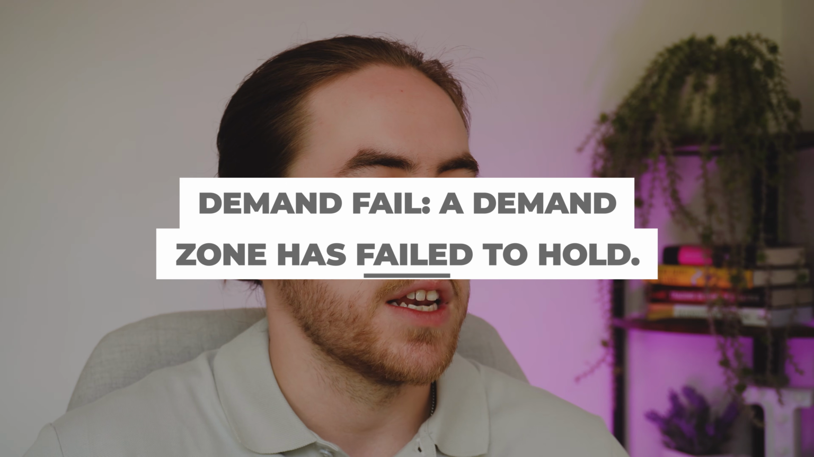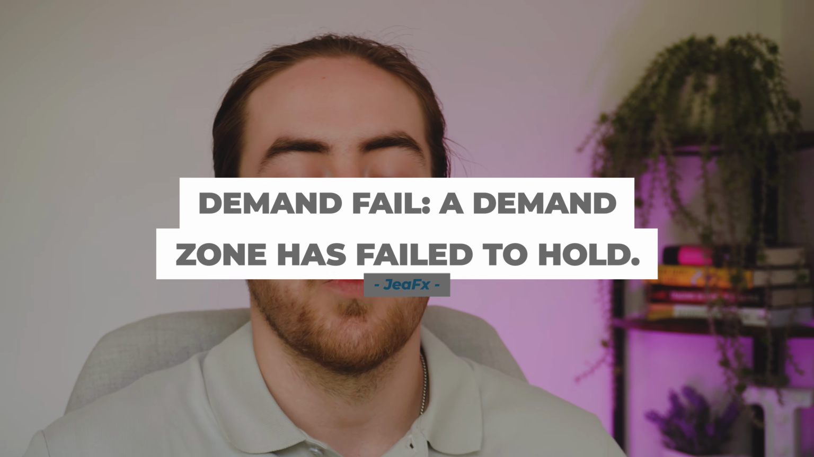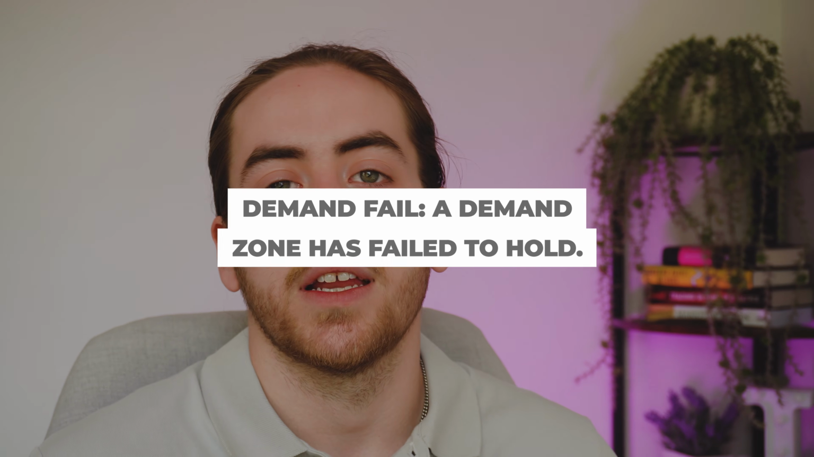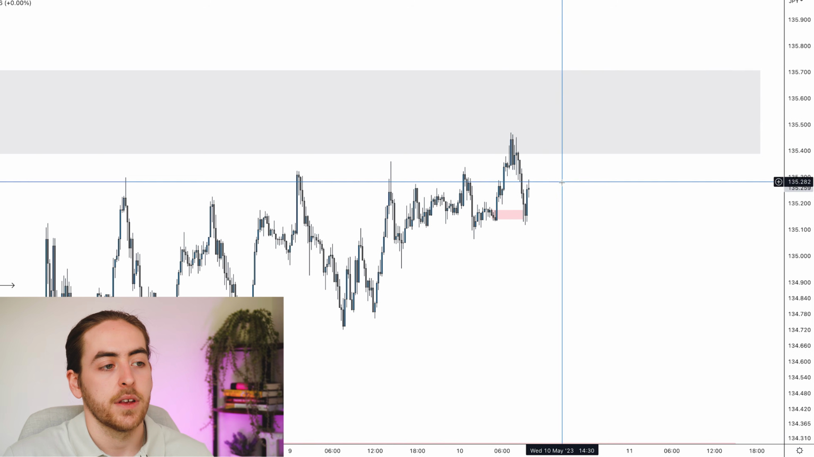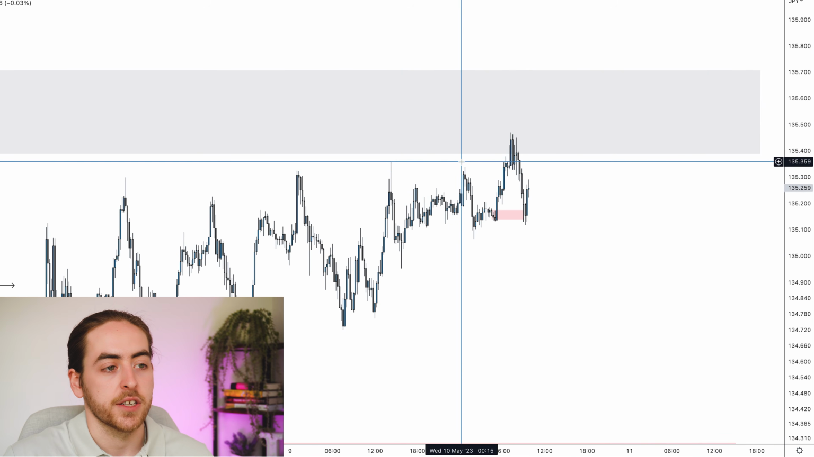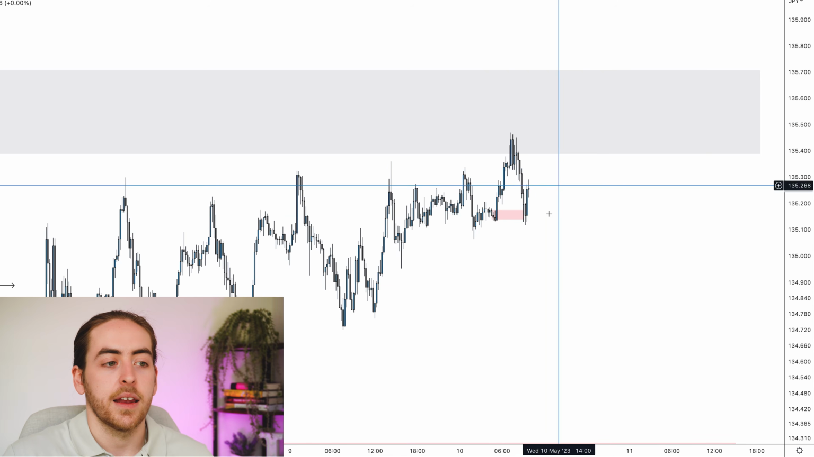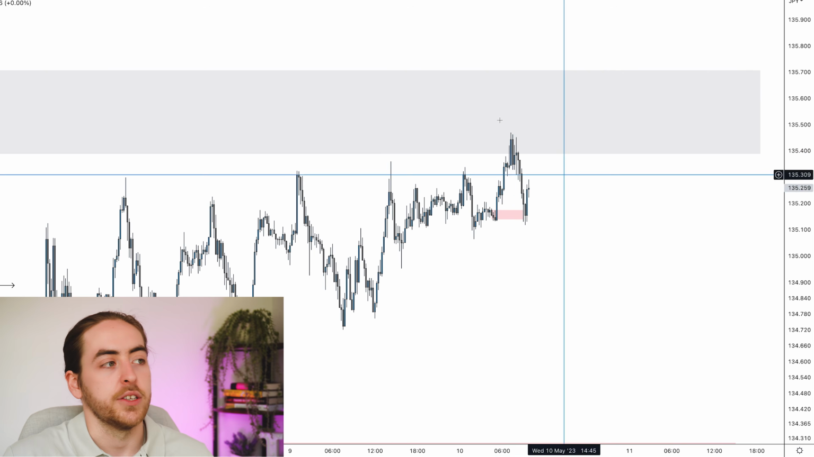Now, a demand fail is basically where a demand zone fails to hold. And what this does is give us confidence that the market is likely to sell off because it shows the demand that's supposed to be propping price up is not very strong anymore. It basically indicates the demand in the market is drying up and the market is starting to be overtaken by sellers. Now, pair this with the fact that we've swept the highs of the range and traded into supply, and I had here quite a solid idea for a short.